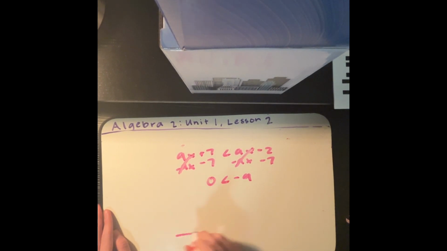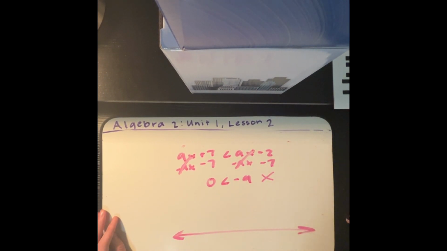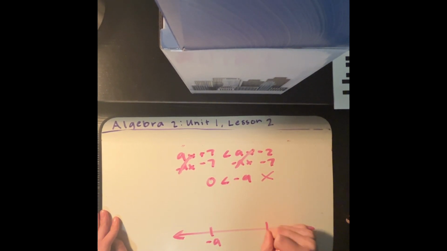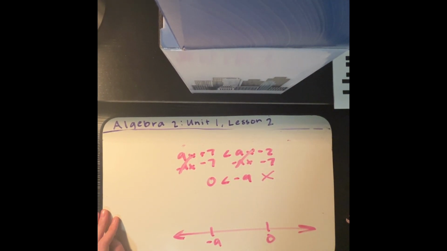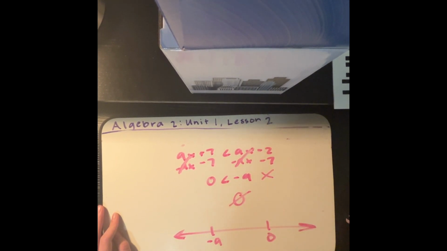Now, is this a true statement? I'm going to draw my number line to prove it here. No, this is not a true statement. Why? Because negative 9 actually comes before 0 on a number line. So 0 can't be less than negative 9. So this is not a true statement, and this is going to be no solution.